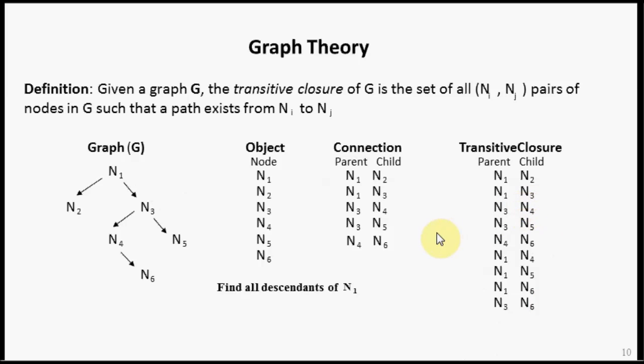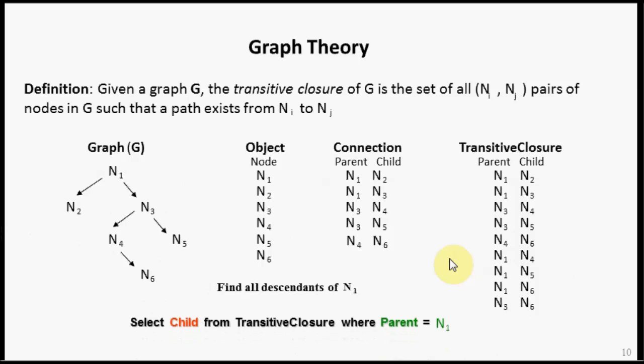So the way to think of the population of this table, you can think of it as follows. Take any two nodes in the graph, let's say starting with N1 and looking at N6. Does there exist a directed path from N1 to N6? The answer is yes. Therefore, we see a transitive closure record here. Does there exist a directed path from N2 to N6? Notice I say the word directed, you have to follow the directions of the arrows. The answer is no. So N2, N6 does not show up here.